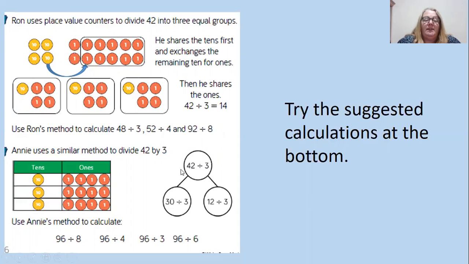There's another method here that shows you it on a part-whole model. And there are some calculations at the bottom for you to have a go at as well, using one of those 2 methods. The idea of using more than one method at this stage is to get one that you feel suits you for now.